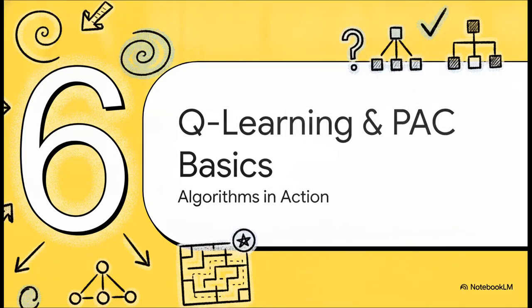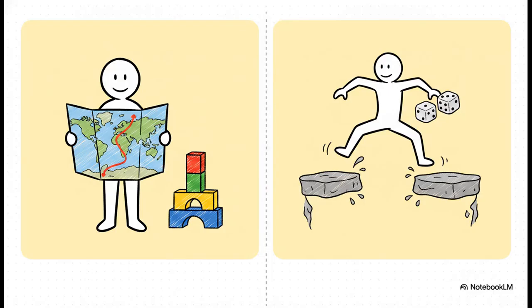All right, bringing it home with Section 6, Q Learning and PAC Basics, Algorithms in Action. First things first, you absolutely must distinguish between model-based and model-free learning. Model-based learning is passive. It assumes you have a known environment, meaning all those probability distributions we just looked at in the Markov matrix are already known. It uses dynamic programming to solve the problem by reusing stored solutions.